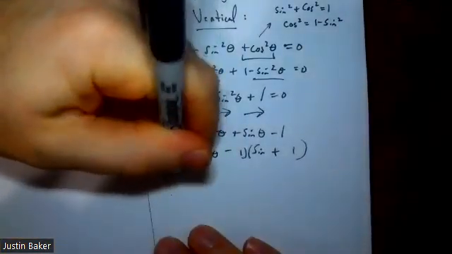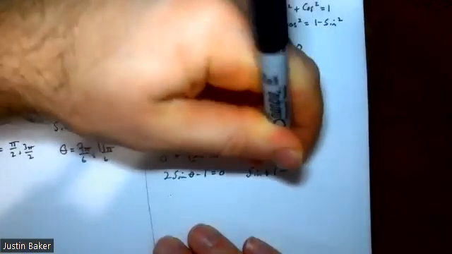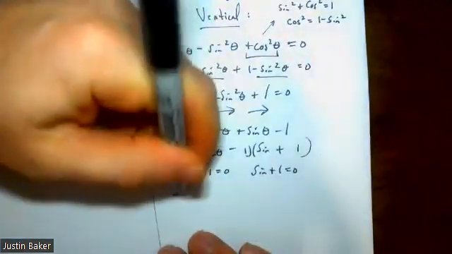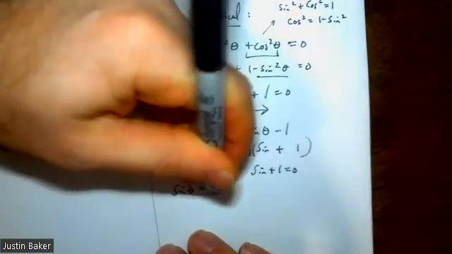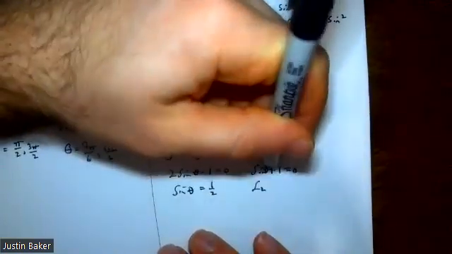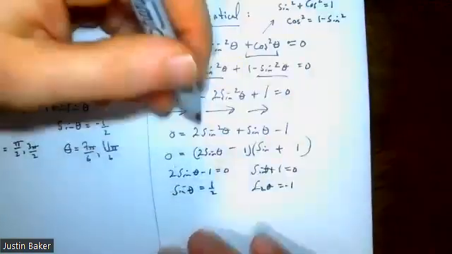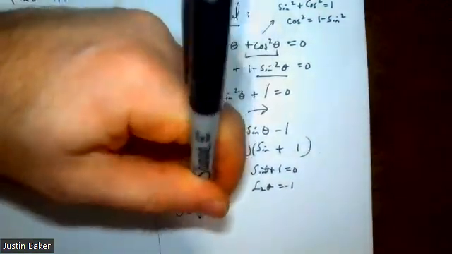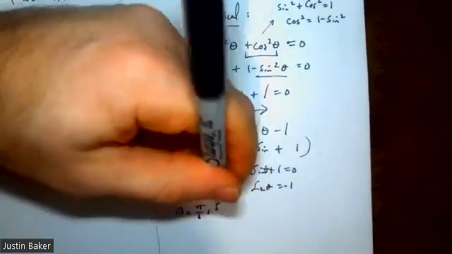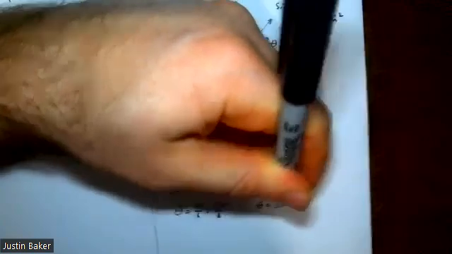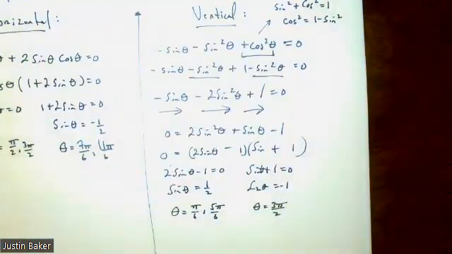So then we would set each of these equal to 0. And solving that, that's going to be sine theta is equal to 1/2. Sine theta is equal to negative 1. And then that would give us answers at pi over 6, 5 pi over 6, and 3 pi over 2.